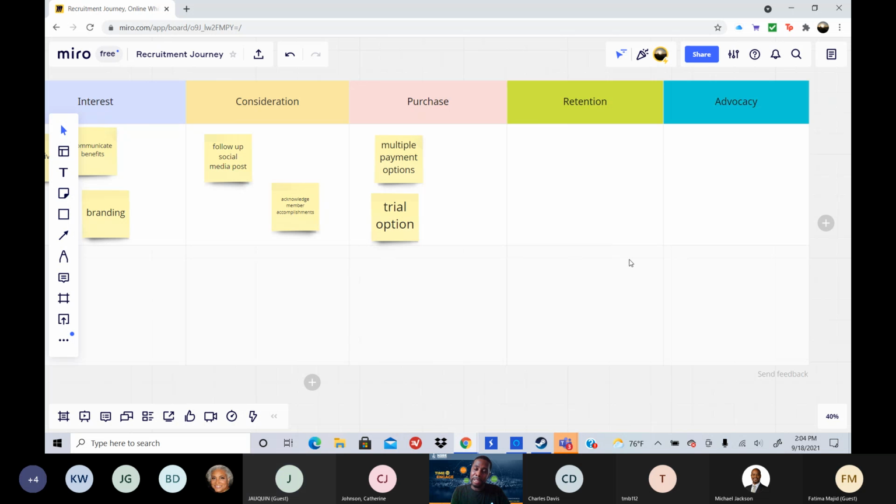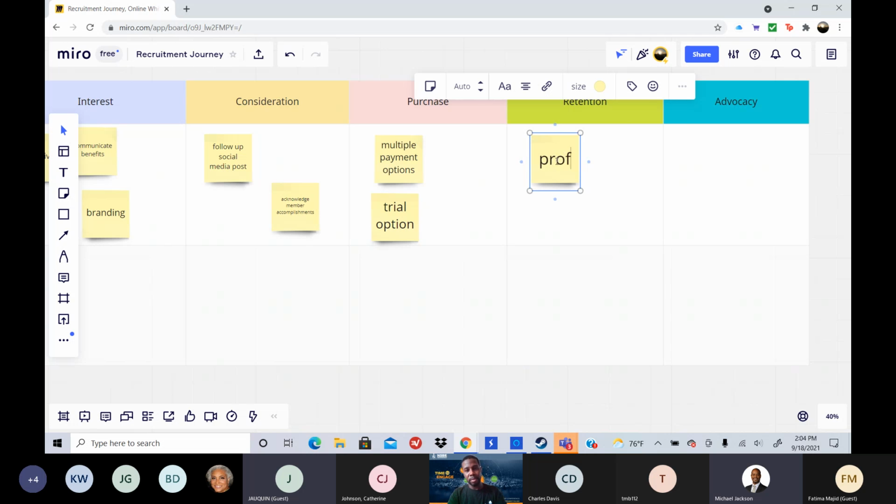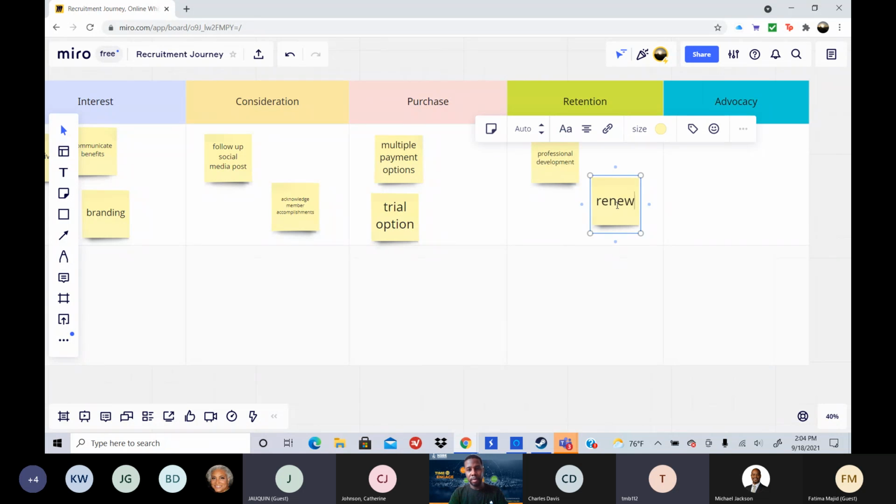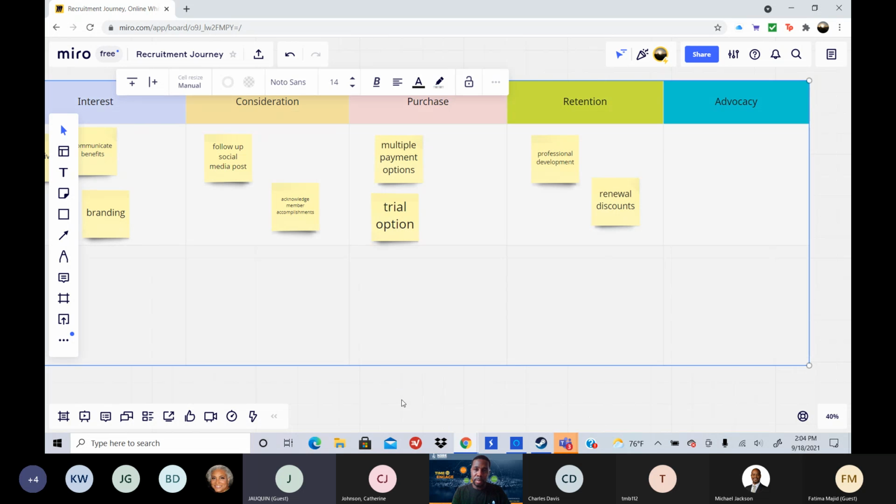All right, anything for retention or advocacy? We really do need to wrap up. This is where the professional development comes in. Also, possibly renewal discounts. Also, plugging them into a committee. Yeah.